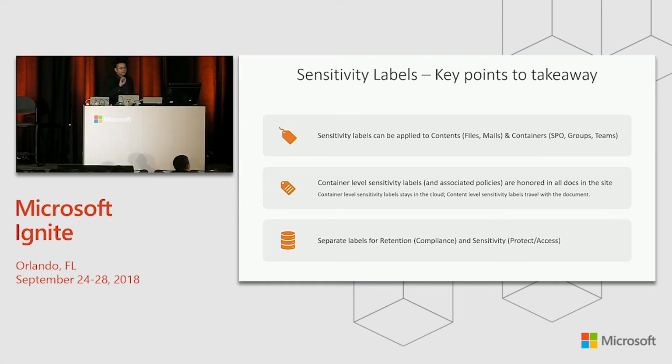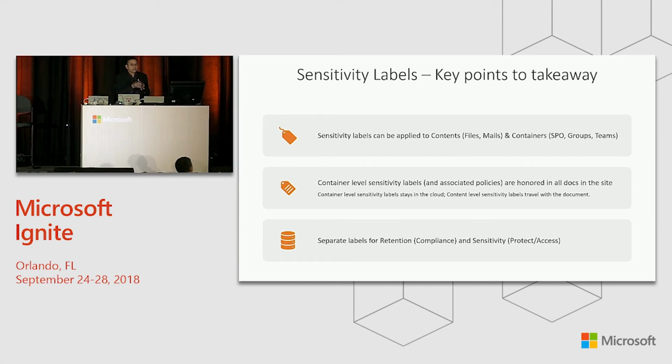Those container label policies stay inside the cloud itself. So as long as the document is inside that container, it will be protected based on those policies. The document labels that Sanjay showed you on the Office client will be embedded inside the document itself, so that as the document travels across different places, the label stays with it. Last but not least, there are separate labels for sensitivity and compliance, which is the retention labels, because we believe that distinction is super important, and that's why we are giving you the flexibility of separate labels for sensitivity and retention.